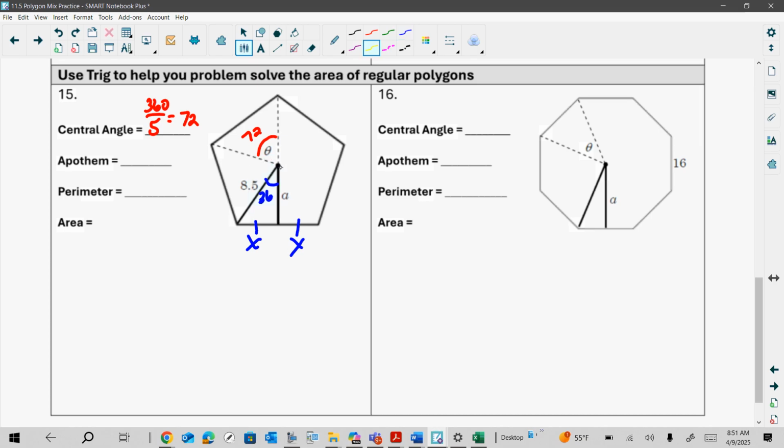If I use my hypotenuse and that angle, do you know what trig function you're dealing with? Yeah, because you have the adjacent and you have the hypotenuse. So we're doing cosine of 36 equals a over 8.5. Then you want to either use the Pythagorean theorem or use trig again to find x. You're going to have to do 2 calculations before you can even get to the formula. Okay, these are going to require multiple steps. I'm just giving you a heads up.